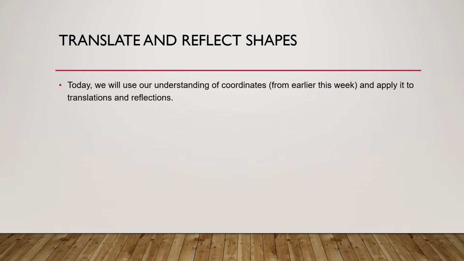So for today's task, make sure that you have some paper, ideally square paper, a ruler, a pencil, and if possible, if you can print it, the board from the task. Otherwise you're going to need to make that today. Because today we're going to use our understanding of coordinates, which we looked at earlier this week, and apply it to translations and reflections that we did yesterday and the day before.